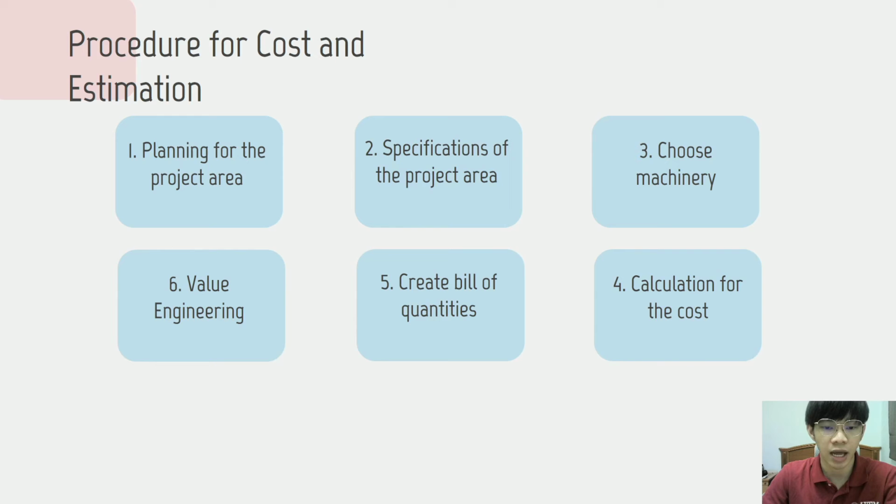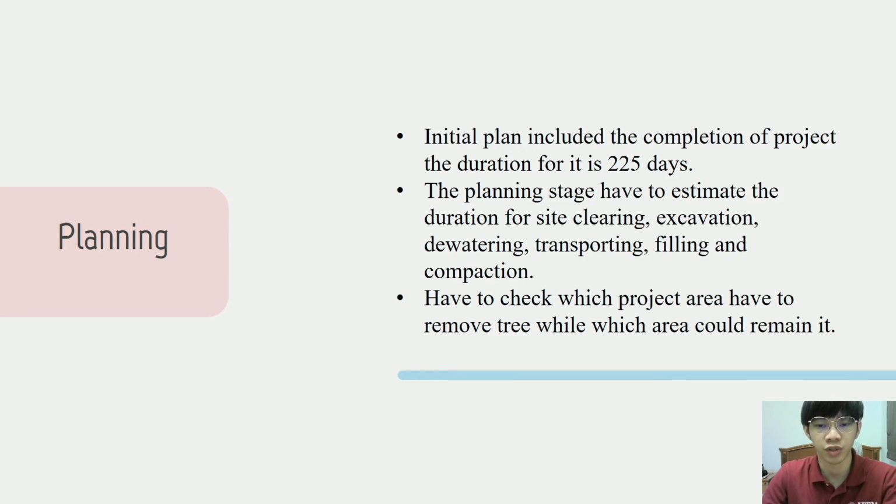In total, there are 6 steps to fulfill the cost and estimation task: planning for the project area, specification of project area, choose machinery, calculation for cost, create bill of quantities, and value engineering. The planning phase is an initial plan including the completion of the project. The duration for it is 225 days. The planning stage has to estimate the duration for site clearing, excavation, dewatering, transporting, filling, and compaction. We also need to check which project areas have to remove trees while which areas could retain them.